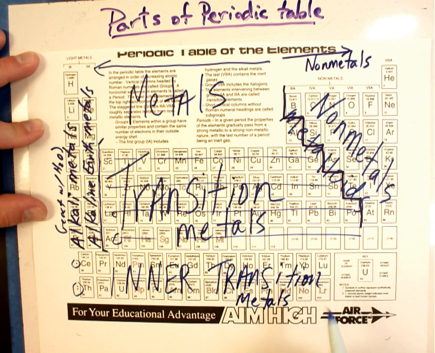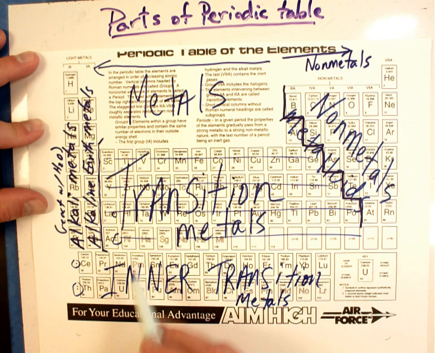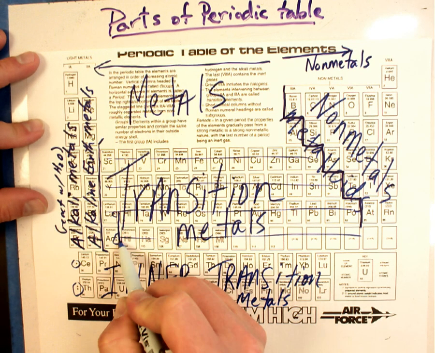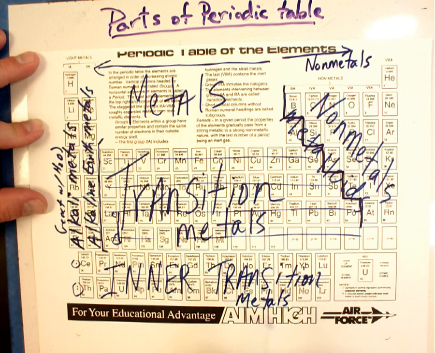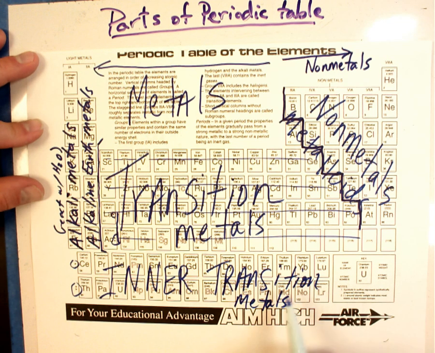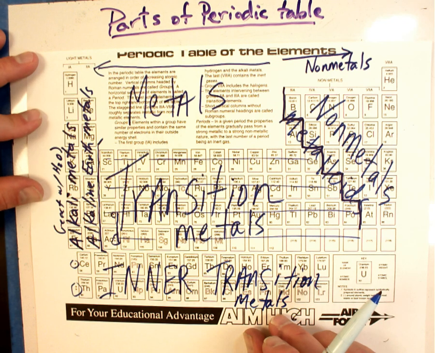Inner transition metals. Now that's easy to understand because they fit into the transition metals. So you have transition metals here. Inner transition metals actually fit on this line right here, but instead of cutting the chart and sliding it out, they just moved them to the bottom. Okay? So we're almost done labeling everything.